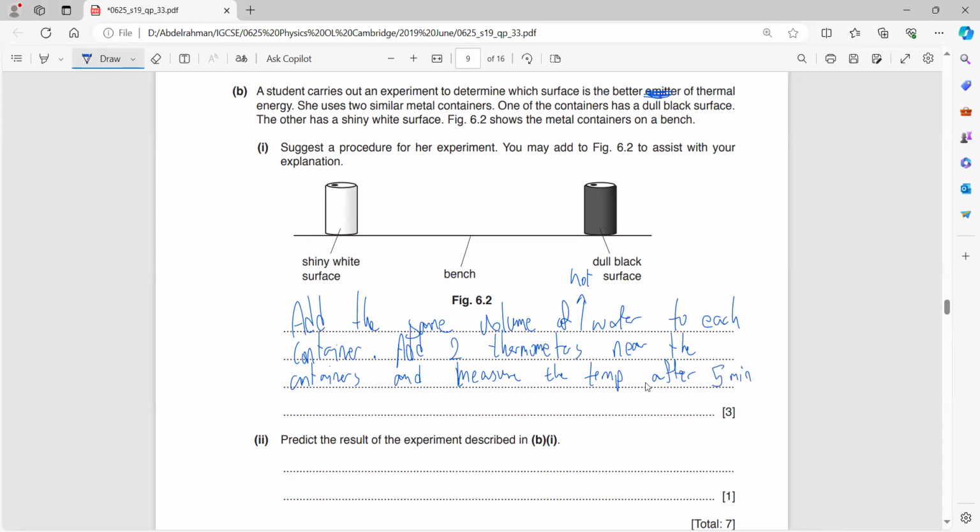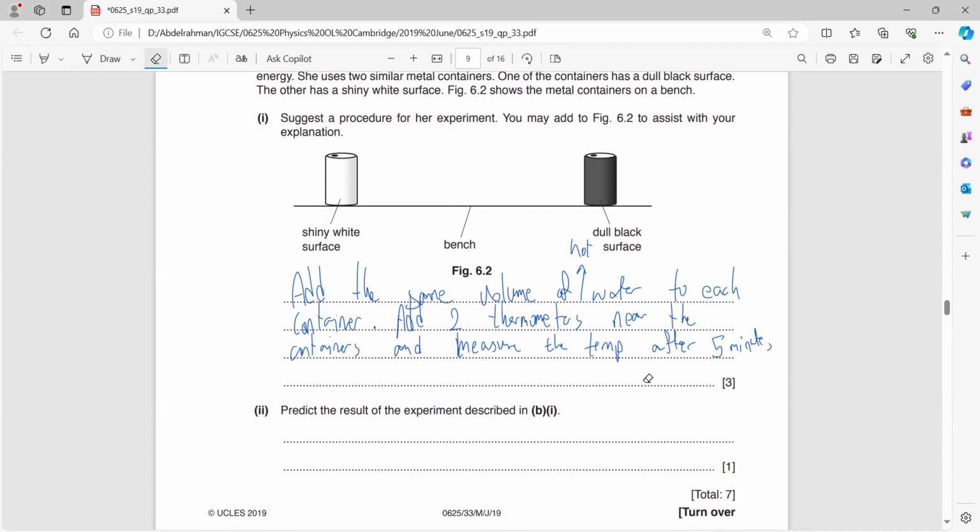You don't need to say after 5 minutes. You can say after a short time or something. The thermometer near the thermometer. Okay, we don't need to predict the results, because in the next question he will tell me to predict the results. So now I just added the thermometers next to each container and I will wait. Right?